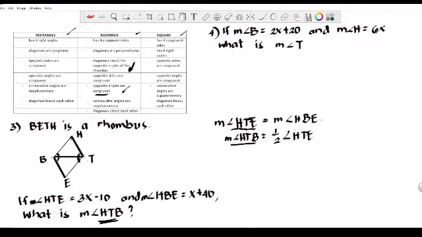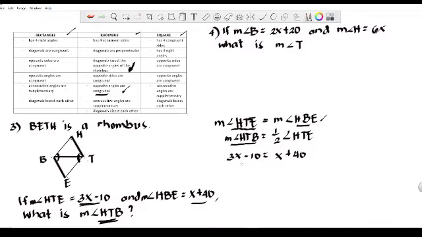Alright? And we can do that using this equation. So, using this equation, let us substitute the values. So, the measure of HTE, ito siya, 3x minus 10 is equal to the measure of HBE, ito siya, x plus 40. So, we have to determine the value of x para masubstitute natin sa value ng HTE. Alright, so let's now solve for x.